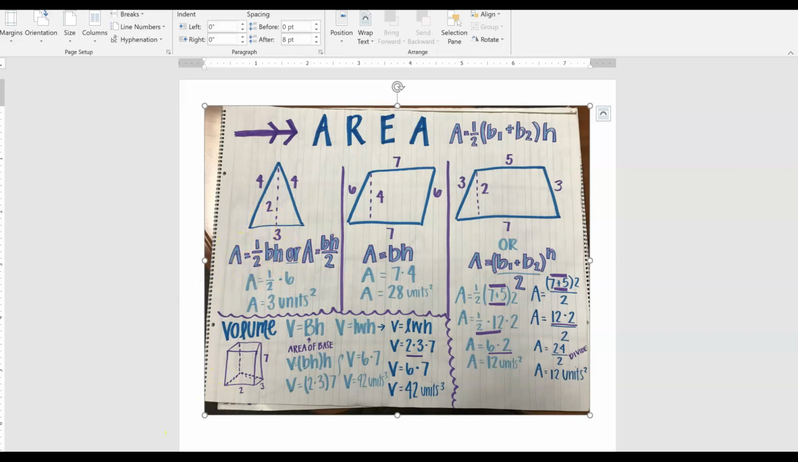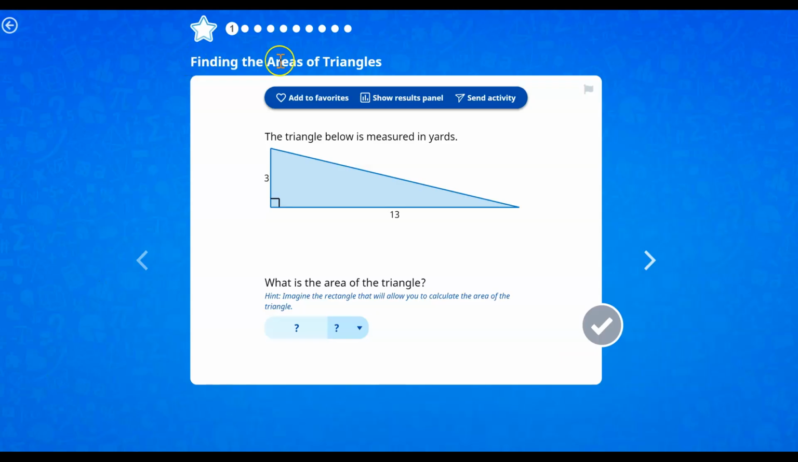So we're going to be doing some Buzzmath today. We have one level. It's finding the areas of triangles. It's got about 10 questions here, and they're just simply going to ask you, okay, the triangle below measures 3 by 13. What's the area?